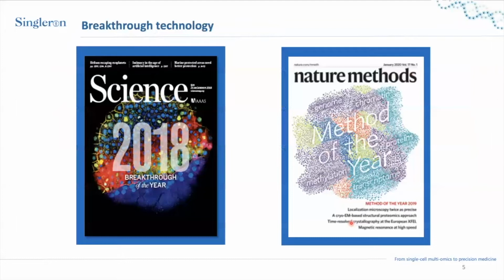Single-cell was selected as a breakthrough technology by Science in 2018, and it was on the cover of Nature Methods for 2019. So it's a breakthrough technology that helps us understand the heterogeneity of tissues and different experiments. It opened a whole different era for us.